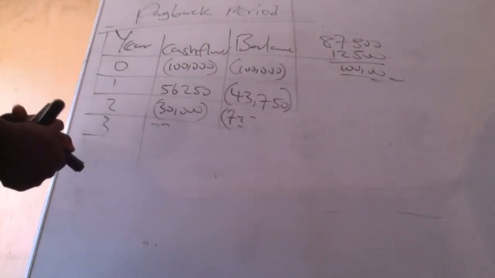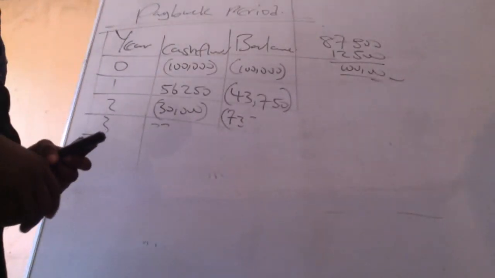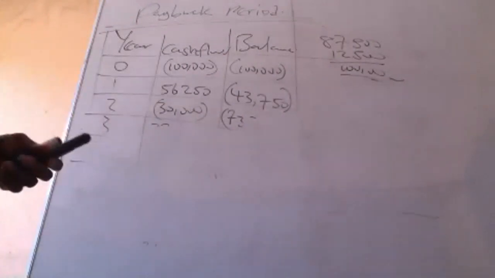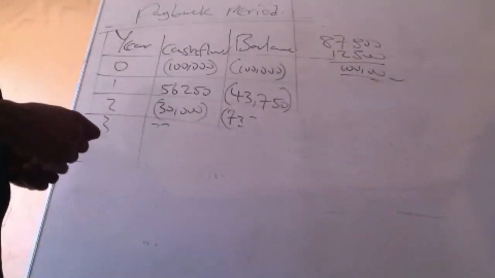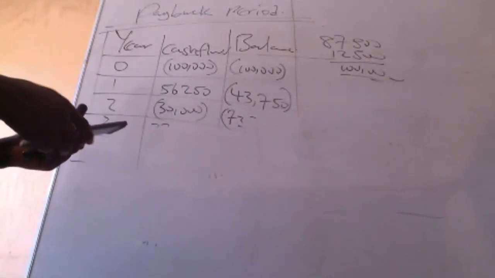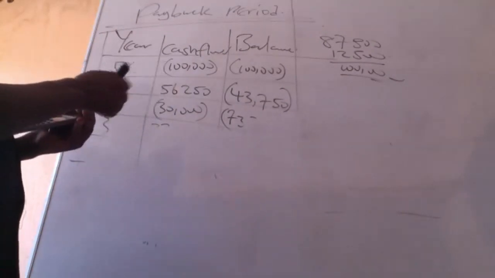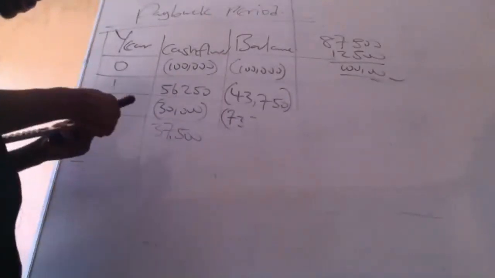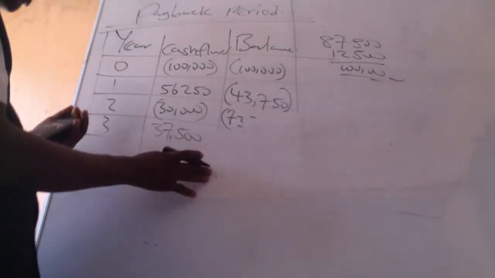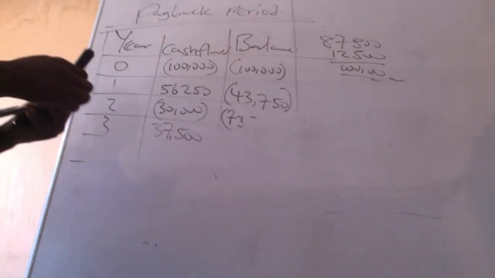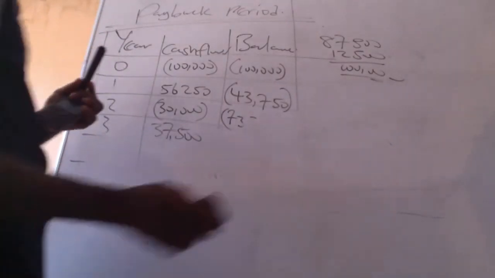Okay, you give me the cash flows again. 56,250 less 18,750. That's 37,500. Good. The last year cash flow was. No, I think I'll do everything over. Don't worry. I'll do everything over again.